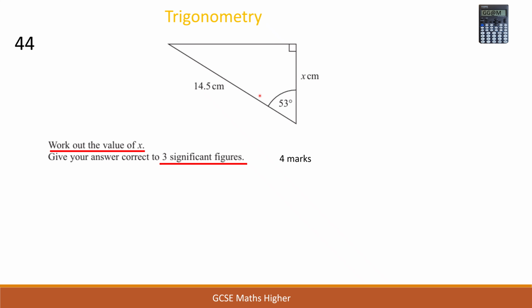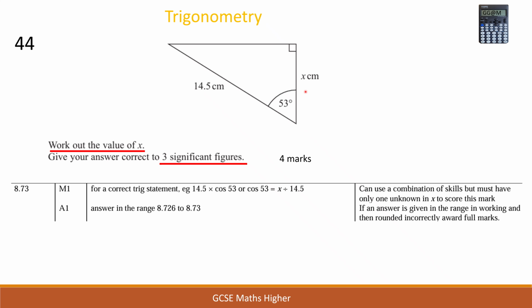So using your adjacent and hypotenuse, it's CAH, which is the cos. So cos of the angle, so cos of 53 is the adjacent divided by the hypotenuse, and then you can work out what x is. The mark scheme shows the answer is 8.73. This is the working you need to do to get the 2 marks.